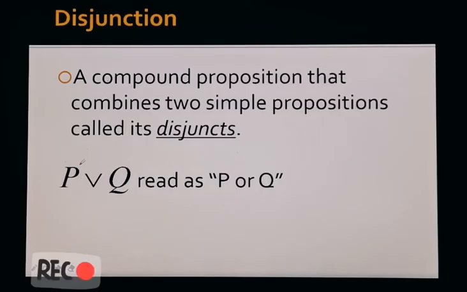The second one, we also have disjunction. It is a compound proposition that combines two simple propositions called its disjuncts. P disjuncts Q. The symbol for disjunction is this one. And that is read as P or Q. So the keyword there is the word or.